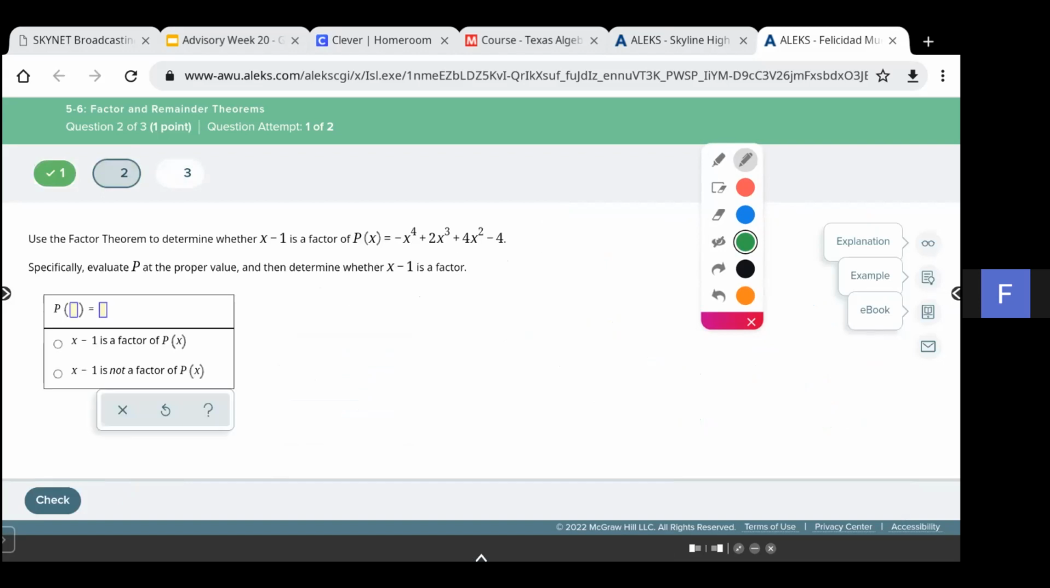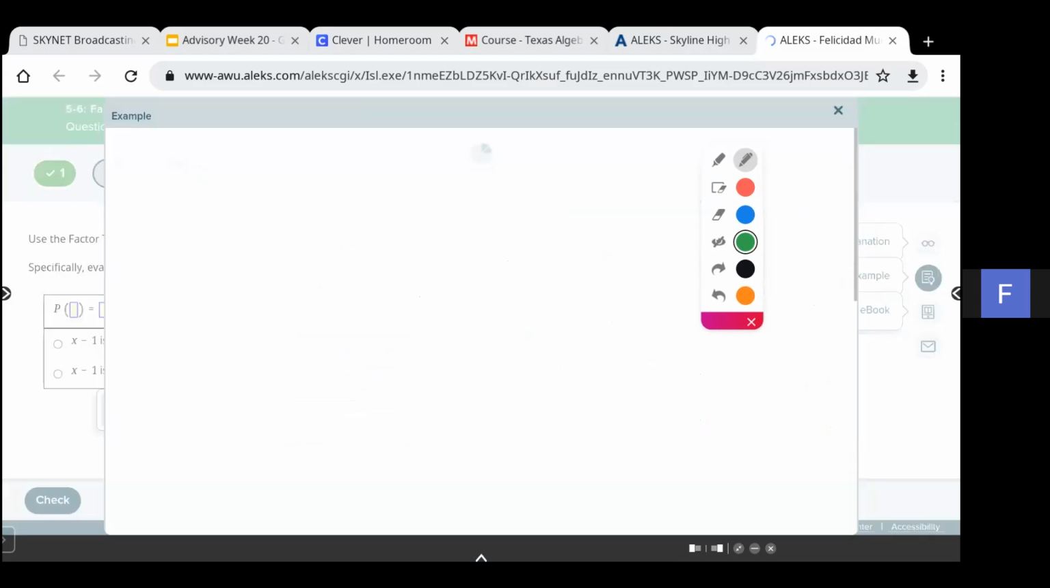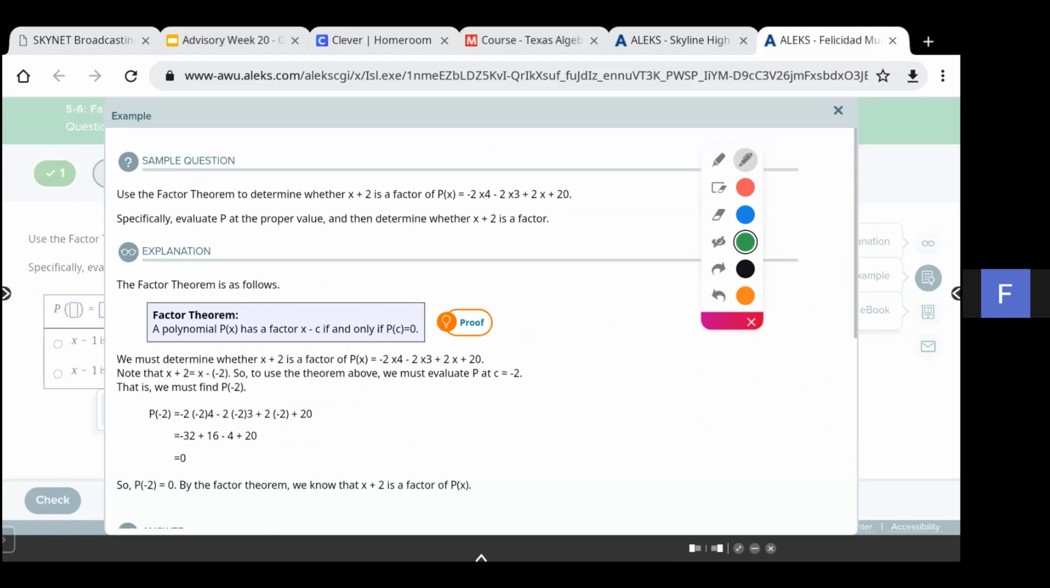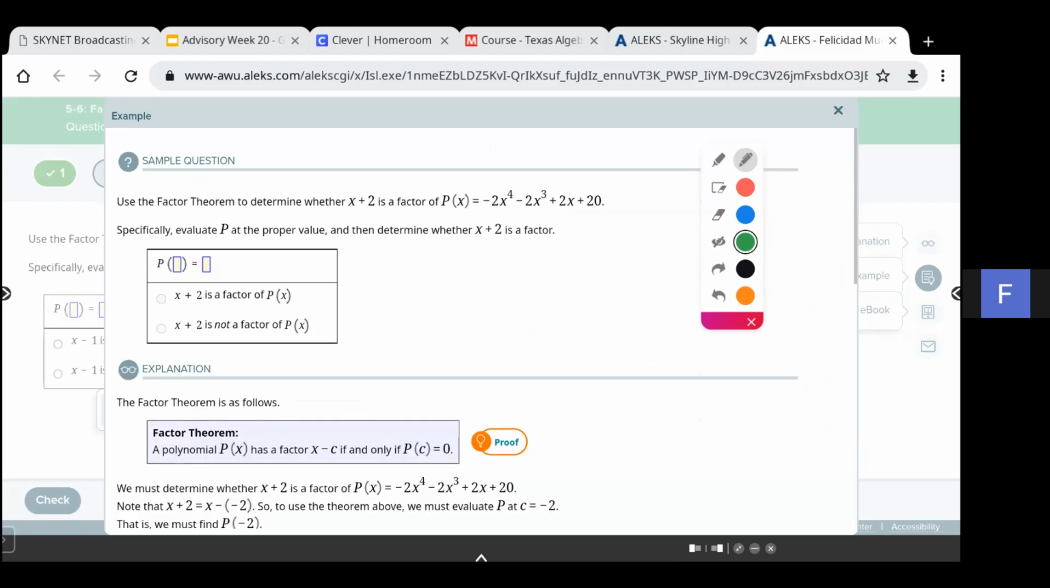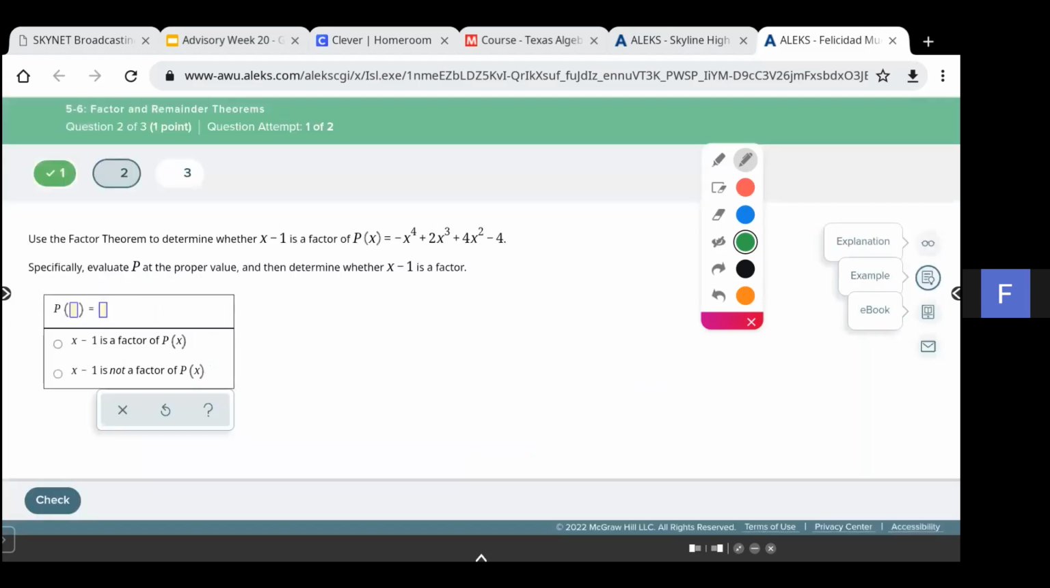Now we're using the factor theorem. I'm going to hit an example here to go over it with you. The factor theorem states that if my remainder is 0, then that x minus c is a factor. So my whole goal here is to see if I get 0 for my remainder. If I get 0 for my remainder, it's a factor. If it's not 0, it's not a factor.